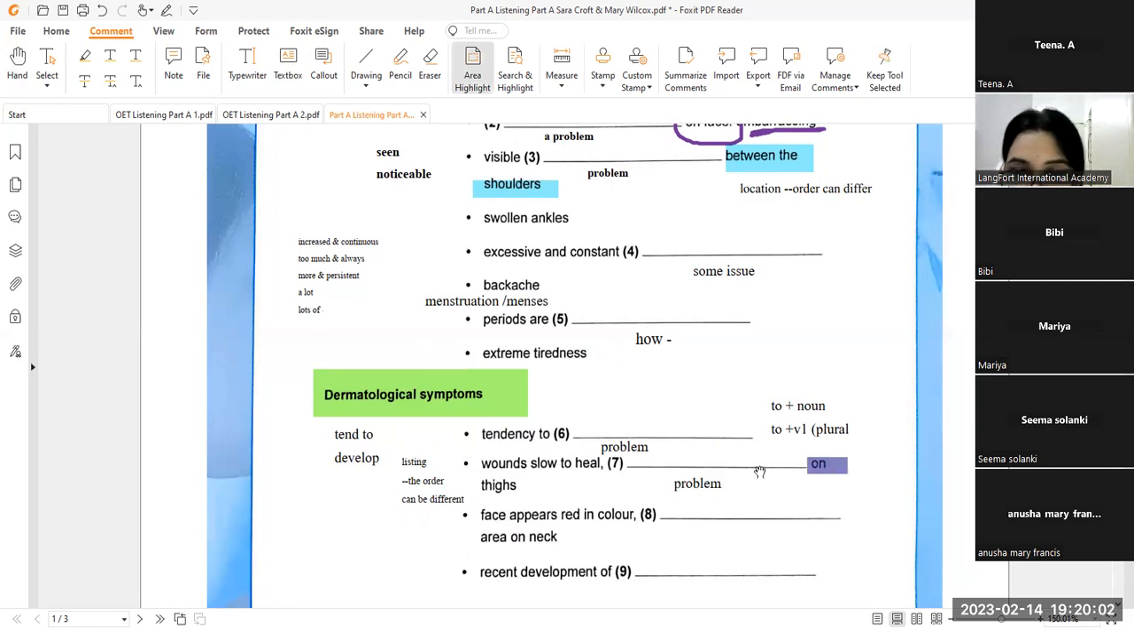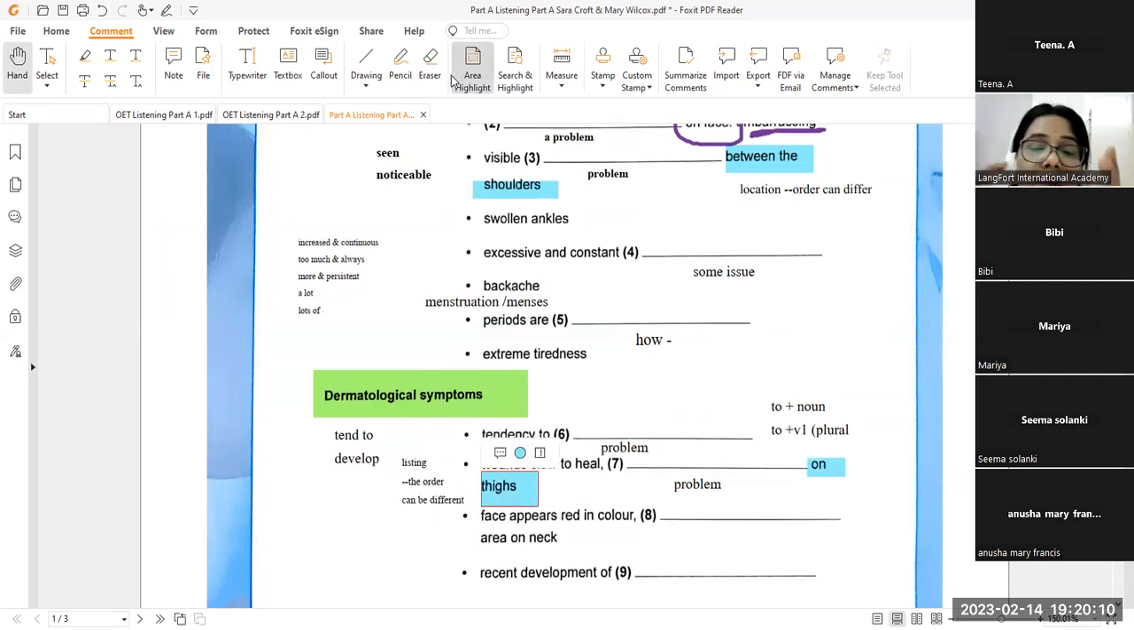Also another thing here: again, we have a location, on the patient's thigh. I've already told you, whenever there is a location, you cannot expect they will say the problem, then mention the thighs. Not necessarily. They can mention thighs, then mention the problem. So you need to pay close attention. Here, two trends in OET is what I want to highlight.